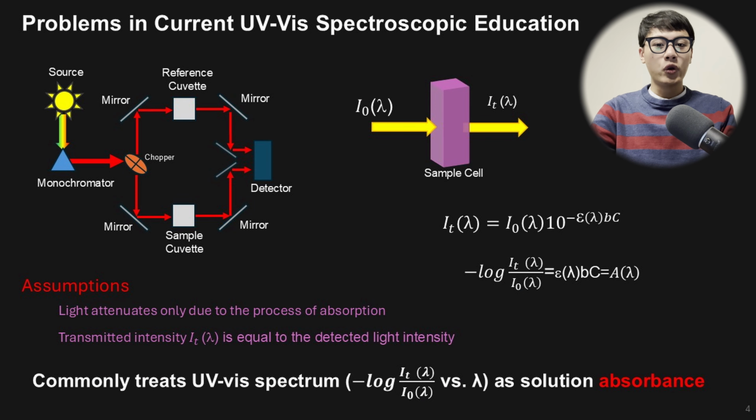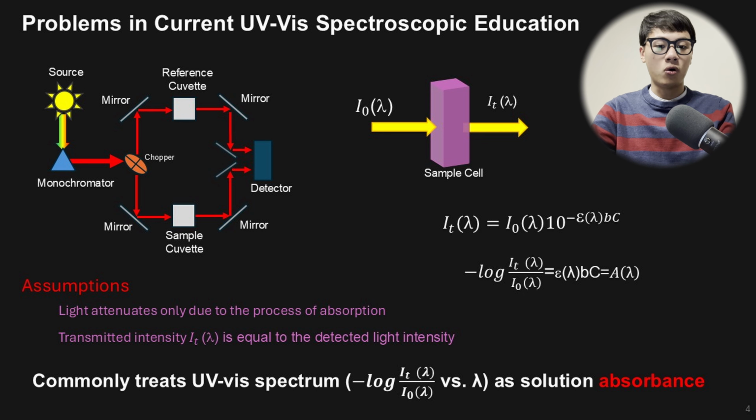Let's start with current UV-Vis education. Shown here is a schematic of a commonly used double-beam UV-Vis spectrophotometer. In its setup, light from a source passes through a monochromator and is then split between a reference cuvette and a sample cuvette. A chopper alternates the light path, and the resulting signals are directed to a single detector.